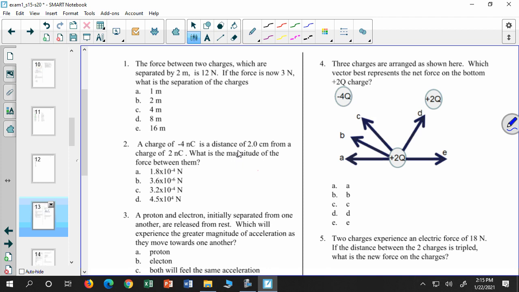Okay, so here, what vector best represents the net force on the bottom plus 2Q charge? When you get this problem, which you will, it will be on the test, you draw the 2 vectors from the other 2 charges, and you draw them relative to one another with the right perspective. So for example, I know that I have a force that is repulsive in this direction due to that plus 2Q charge. And then I have a force that is attractive that's twice as big for that charge.